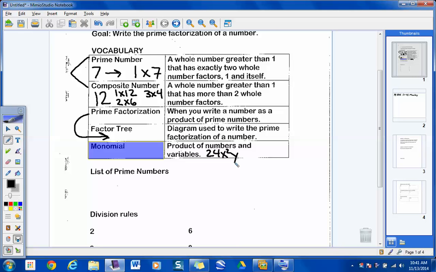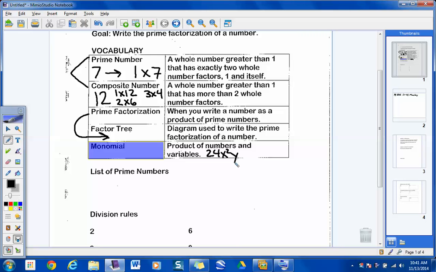Well, multiplication, isn't it? Yeah. There's no plus or minus signs anywhere, basically. So it's a combination of numbers and letters, and no plus or minus signs. It's just all multiplication. Okay?